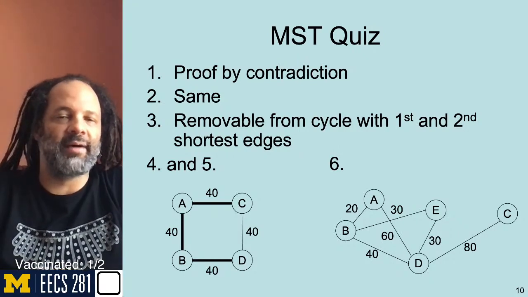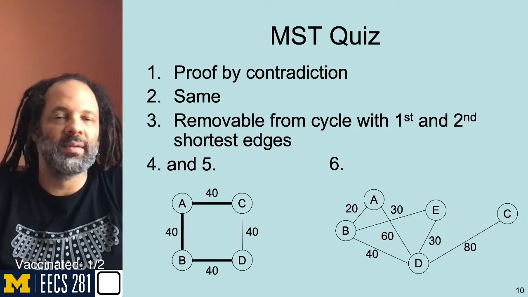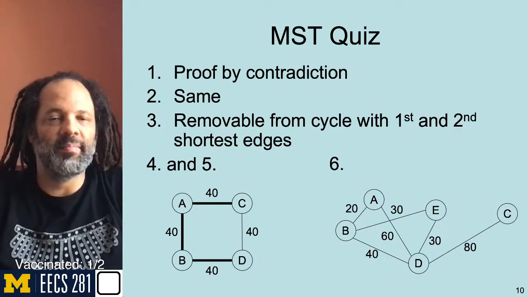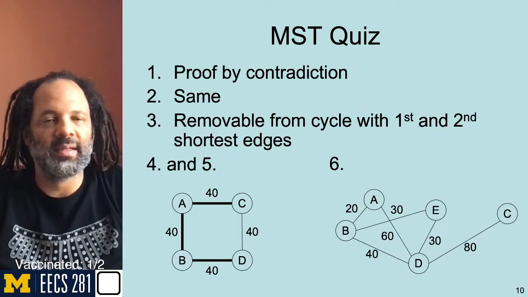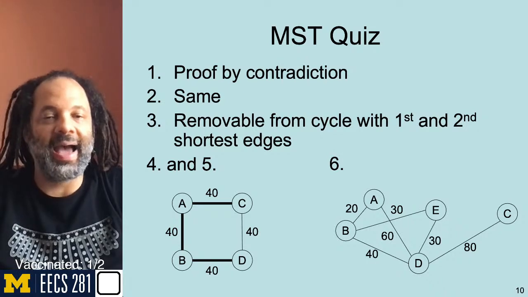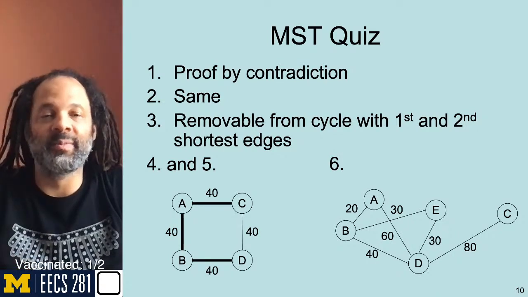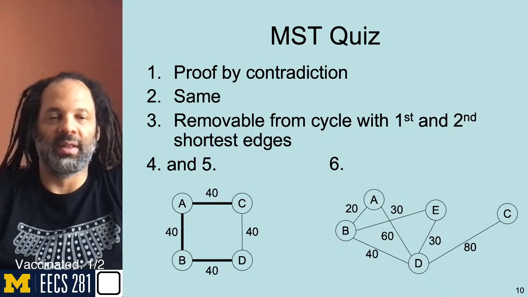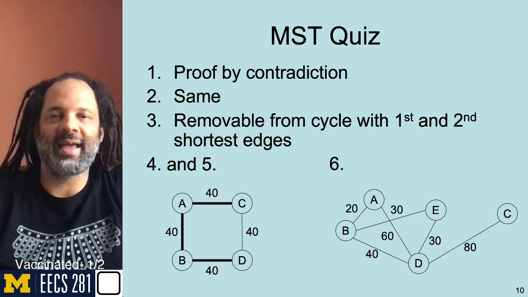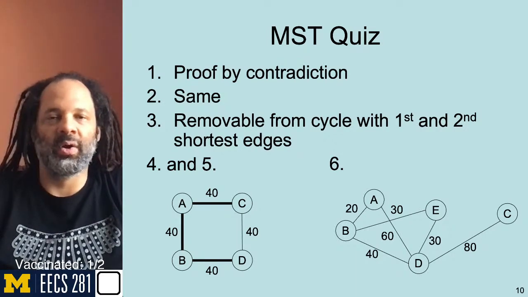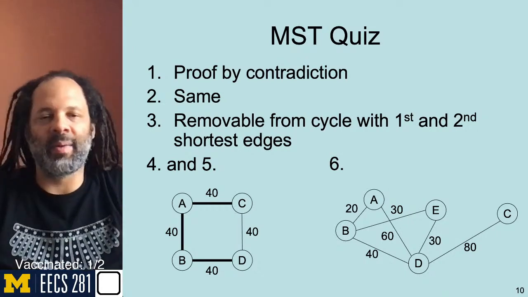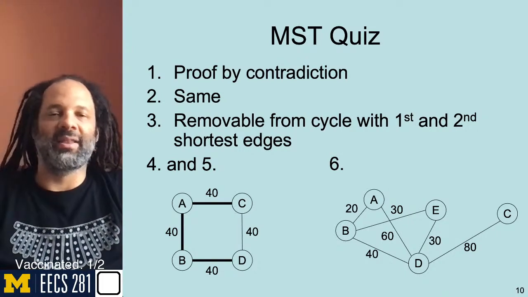So here we see this graph: A to B for 20, A to D for 60, B to E for 30, B to D for 40, D to E for 30, and C to D for 80. That's my graph. I cannot remove the longest edge. The longest edge here is an 80. If I take that 80 off, that D to C edge, C is completely isolated and it's no longer connected. So any MST I come up with has to include that longest edge.